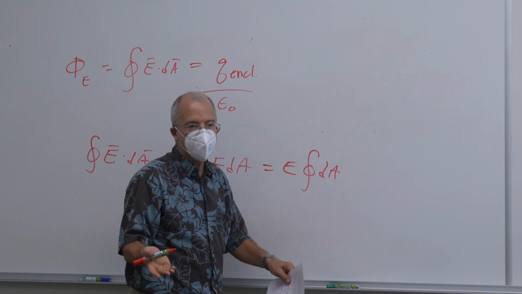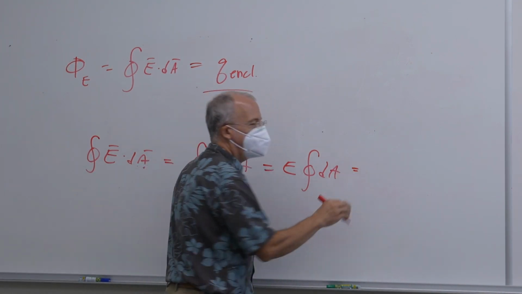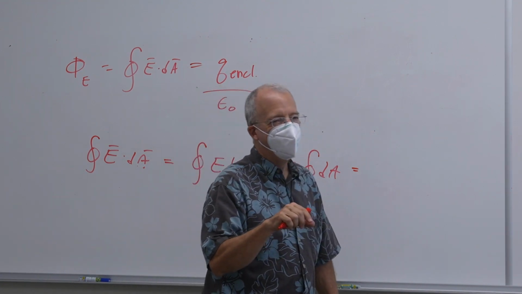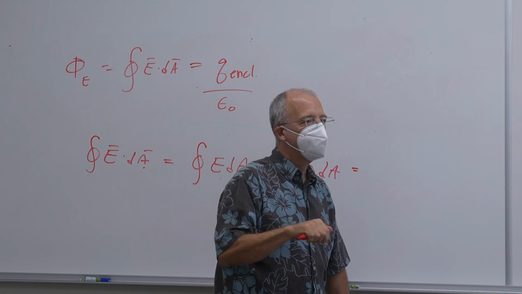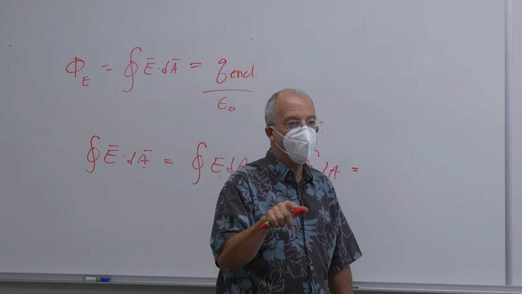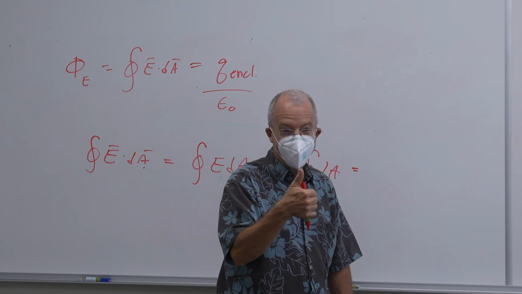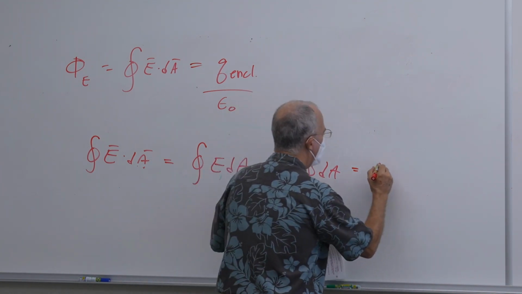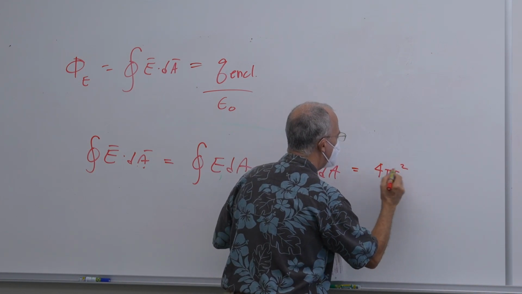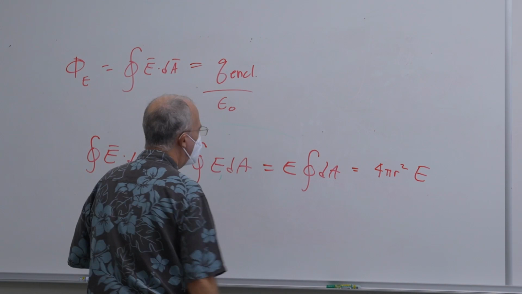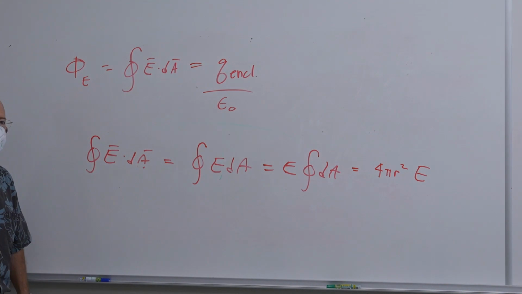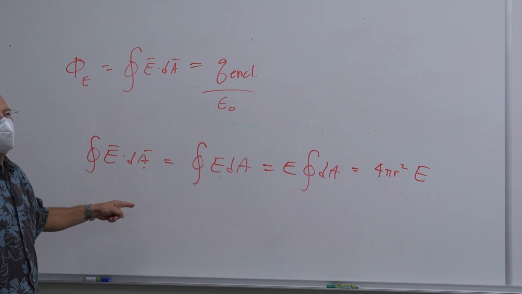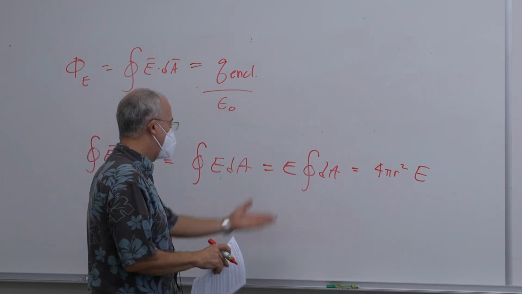What's the total surface area of a sphere? The total surface area of a three-dimensional sphere. 4 pi r squared? Yeah. So we just have 4 pi r squared times E. Okay? So look, did I have to do one bit of integrating, as you learned in first semester calc? Did I have to integrate one thing? No! But I solved an integral.